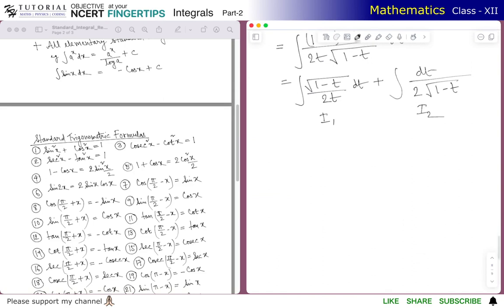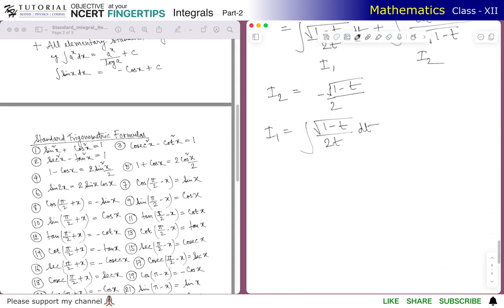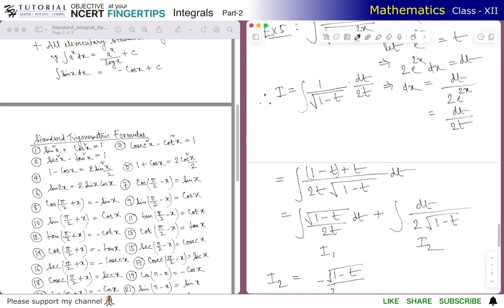I2 is easy. What will be I2? Minus half root over 1 minus t. So the derivative of root over 1 minus t is 1 by twice root over 1 minus t. Yeah, I hope this is right. I2 will be this. And I1, we need to solve I1. Maybe I am doing it in a very lengthy and unnecessarily complicated way, but let's do it anyway. Let's see if we get to the solution or not. Then later on we may try to do it in a better way.